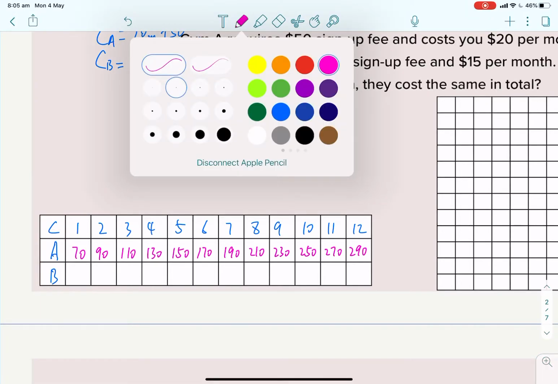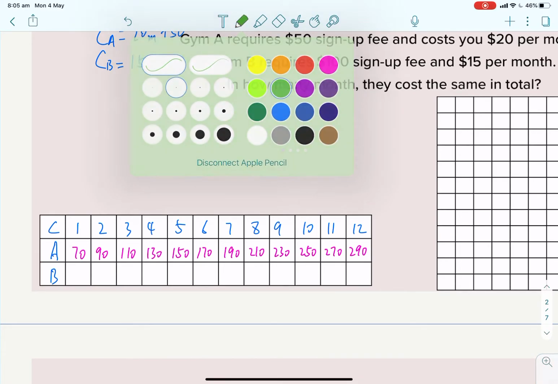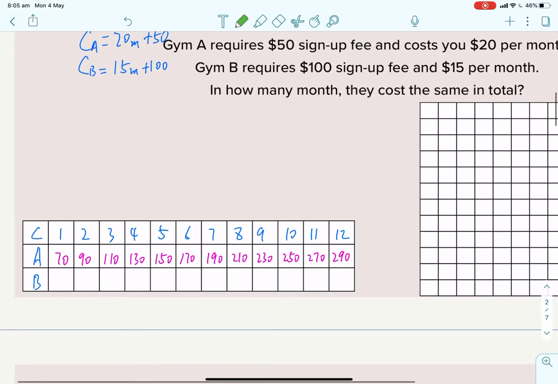Now the next one I'm going to use purple. Purple is probably not a good idea. Let's use green. Okay, now $100 upfront, $15 a month. So the first month it costs you $115, and then you add $15 every month.